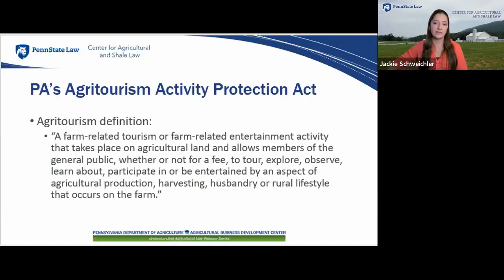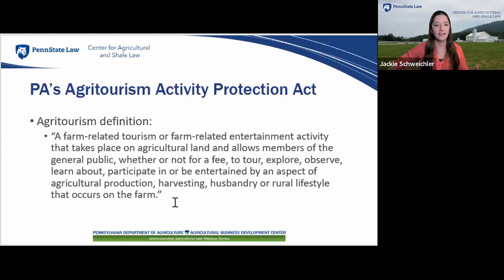Okay, so the first element that must be met in order for this liability protection to apply is that the injury must occur while the visitor is participating in an activity that meets the definition of agritourism in the law. So it's a little bit of a long definition, so I'll read it kind of quickly here. The definition is a farm-related tourism or farm-related entertainment activity that takes place on agricultural land and allows members of the general public, whether or not for a fee, to tour, explore, observe, learn about, participate, or be entertained by an aspect of agricultural production, harvesting, husbandry, or rural lifestyle that occurs on the farm.